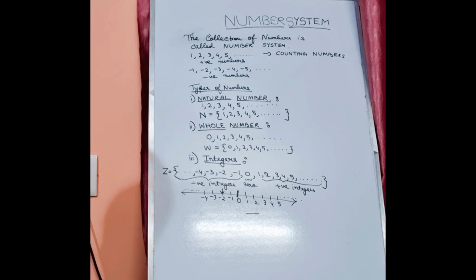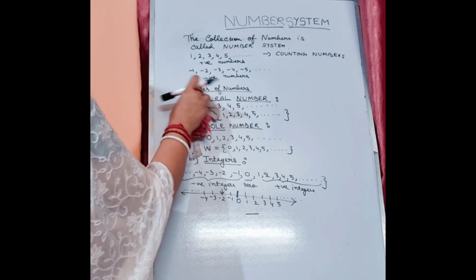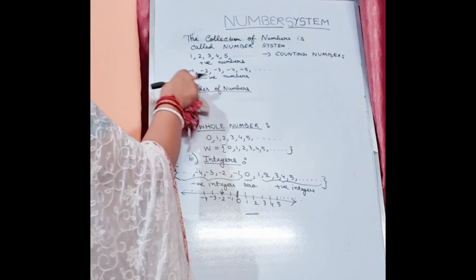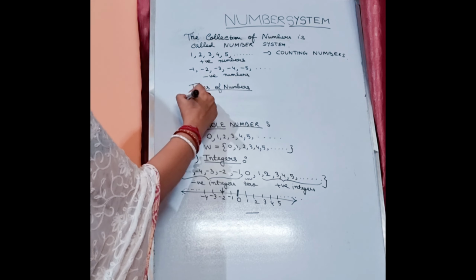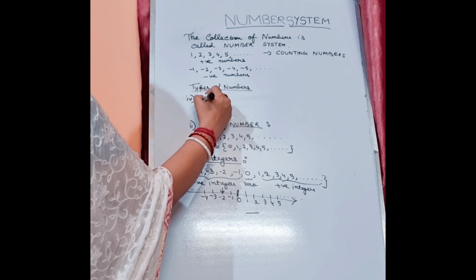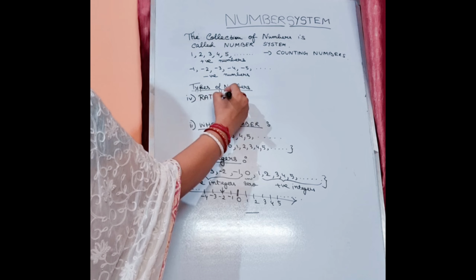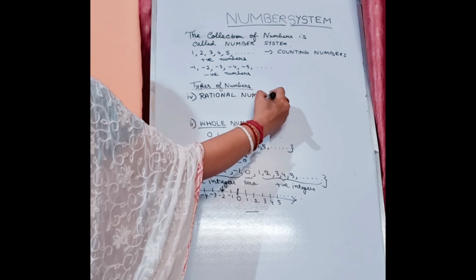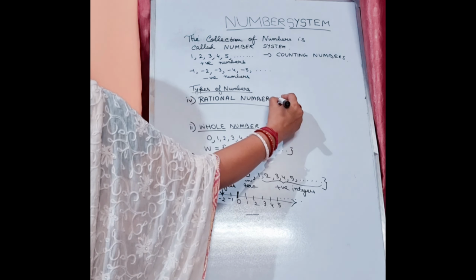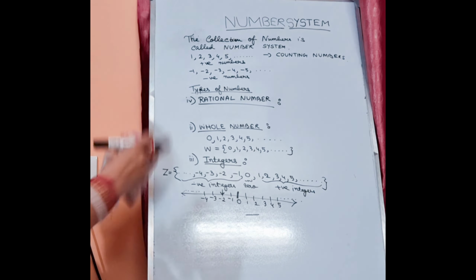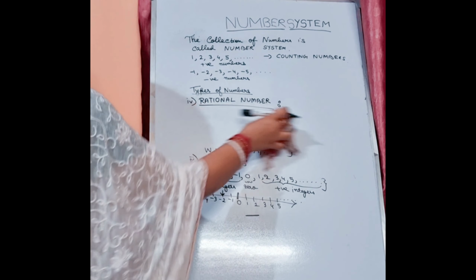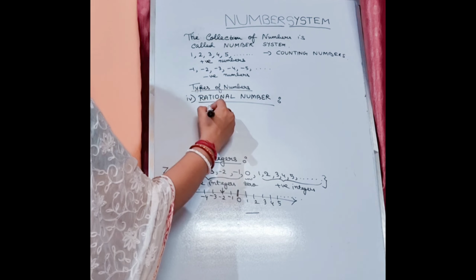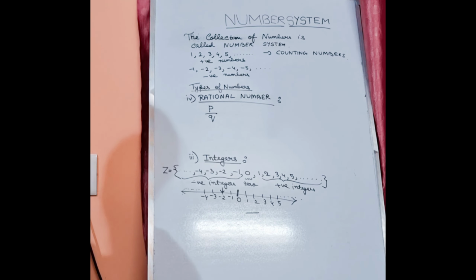Next, coming to a new type of number, which is rational number, which you haven't learned in your lower classes. The fourth type is rational number. What is a rational number? Any number if you can express it in the form of p by q.